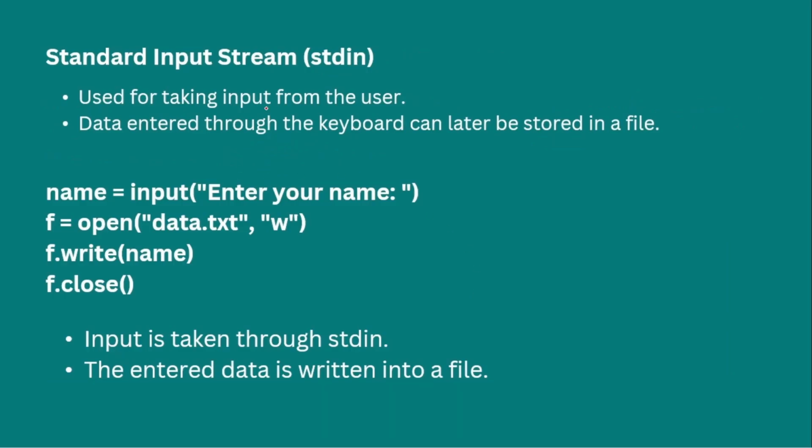So standard input stream, standard in. It is used to take input from the user. Data entered through the keyboard can later be stored in a file. So we use keyboard in order to enter the data, and it can be stored in a file. So here we say input, enter your name. When we are saying input, enter your name, we are asking user to input the data. Then we are opening this data text file in write mode. We are writing this name in the file, and then finally we are closing it. So input is taken through standard in. The entered data is written into a file. So here in this case, the input is taken through standard in, standard input.